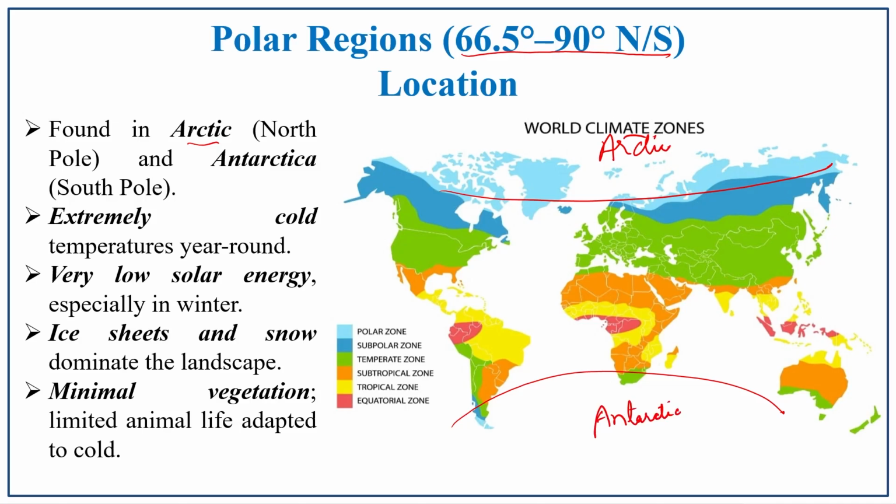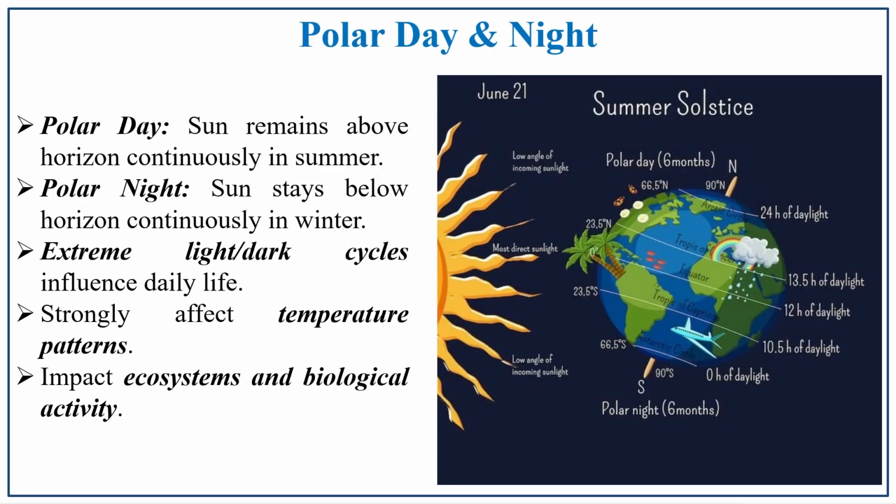It has extremely cold temperatures year round, and very low solar energy is received at the poles. Ice sheets and snow dominate, and freezing landscapes are there in the northern and southern poles. There is minimal vegetation because it does not support vegetation growth, and because of that it also limits animal and other biological life in this particular polar region.